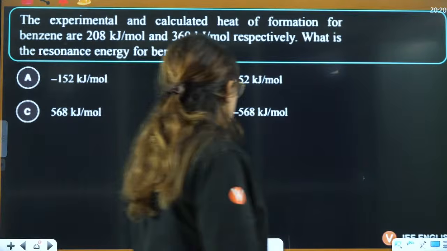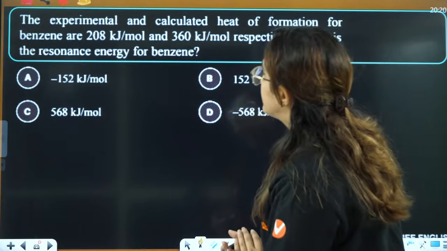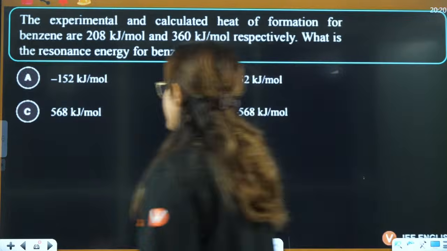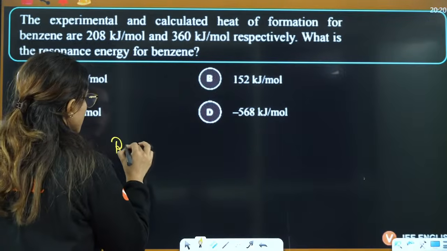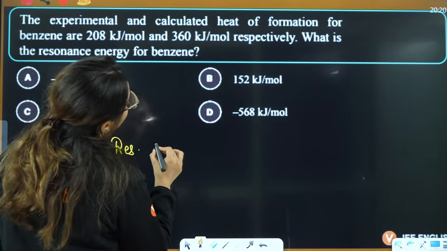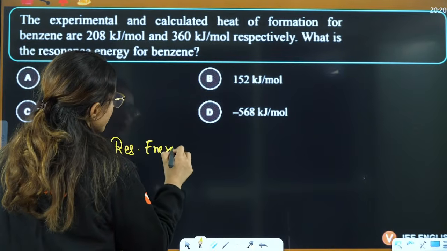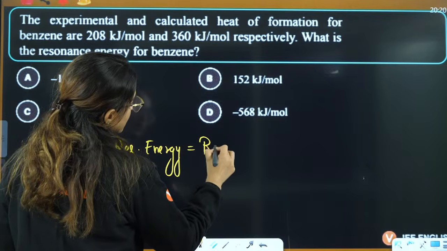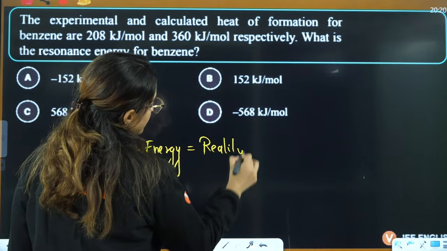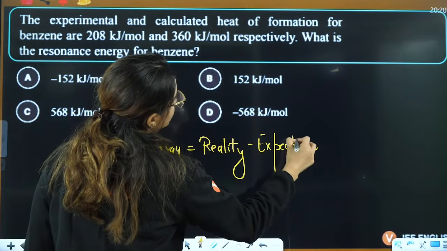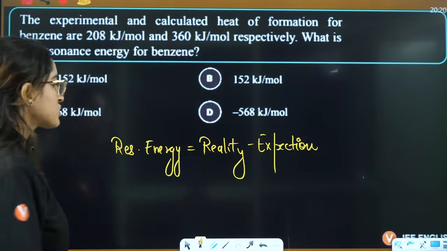Okay. Next question is, the experimental and calculated heat of formation is given. What is the resonance energy? So it is quite simple, right? Resonance energy they are saying, and here heat of formation is given. Resonance energy will be reality minus expectation. You see that meme, right? You are so familiar with that meme, reality minus expectation.